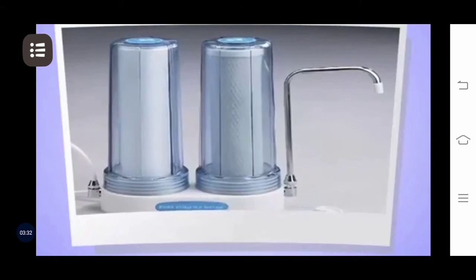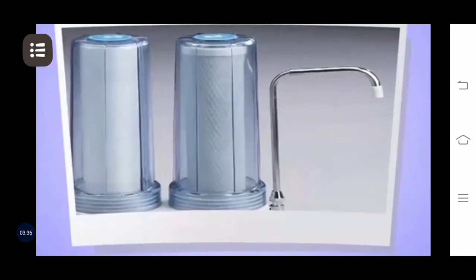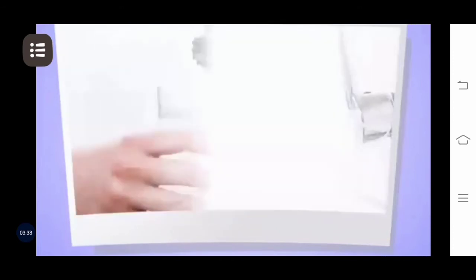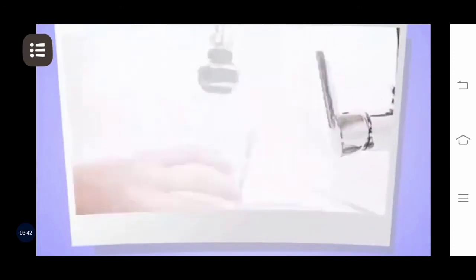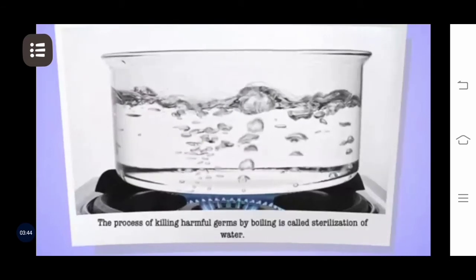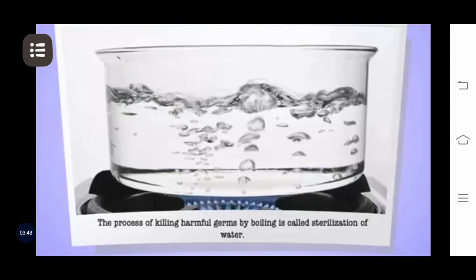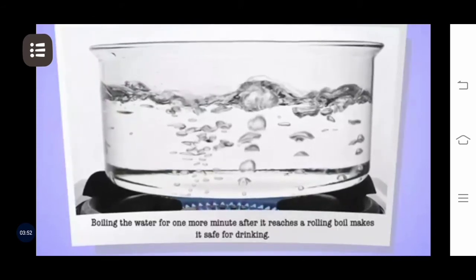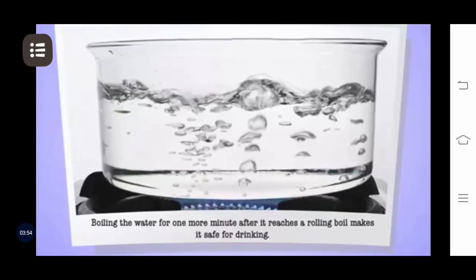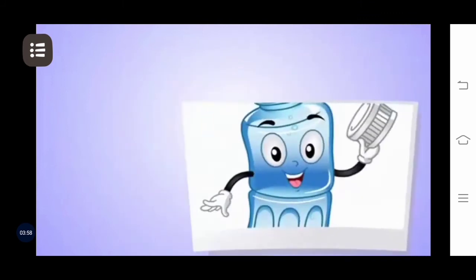To make our tap water extra safe for drinking, we can follow some very simple methods in our kitchen. A simple filter directly fitted to the kitchen tap. Boiling. The process of killing harmful germs by boiling is called sterilization of water. Boiling the water for 1 more minute after it reaches a rolling boil makes it safe for drinking.